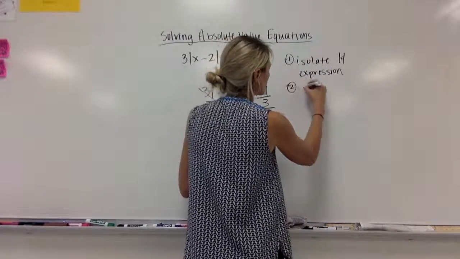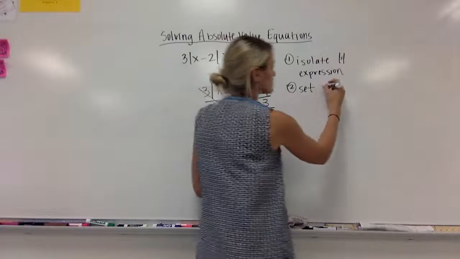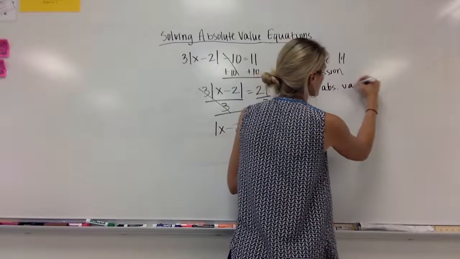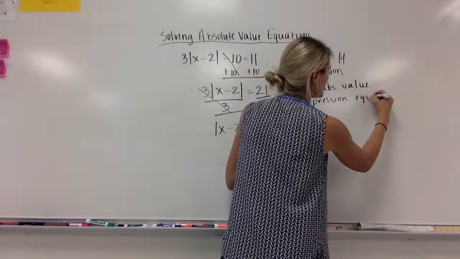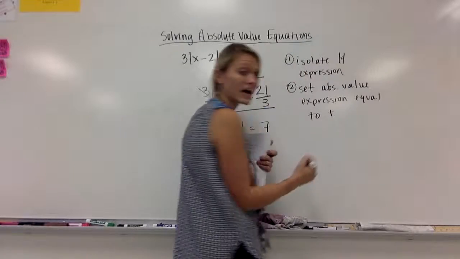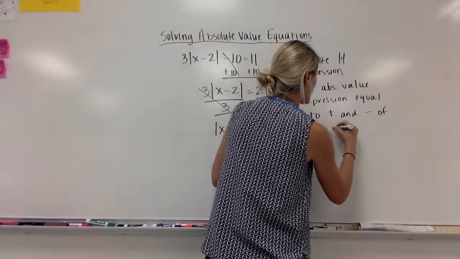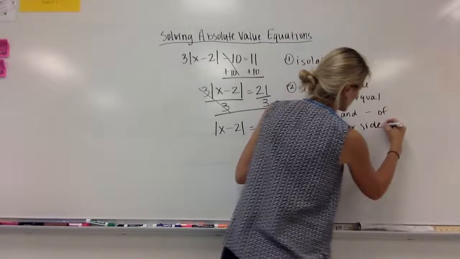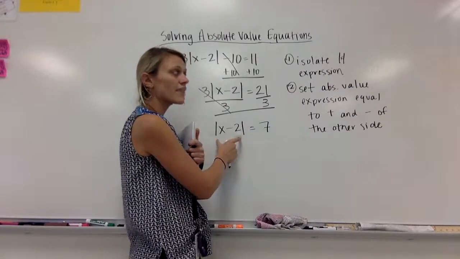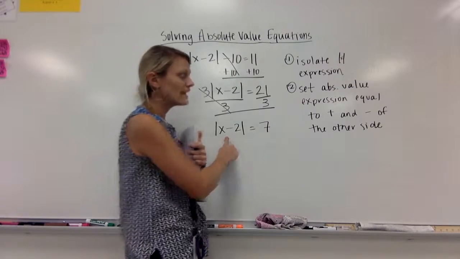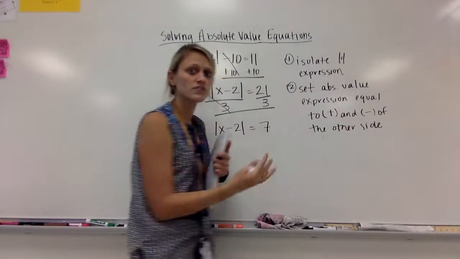My second step is going to be to set the absolute value expression equal to positive and negative of the other side. Okay, so now that I've got this absolute value expression by itself, I'm going to set this value inside, this x minus 2, equal to plus, so positive, and negative of the other side.